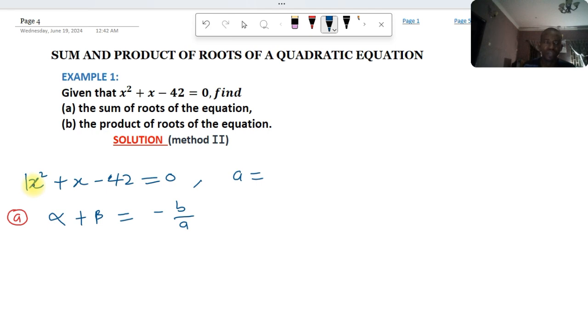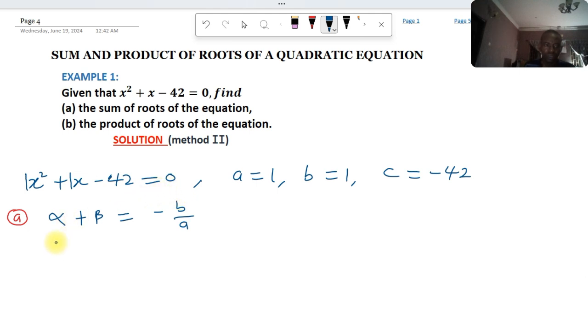So we have x squared and the coefficient is 1. Here we also have x, which is also 1, having a coefficient of 1. It is just a singular x. So a is 1, that is, this a is 1. That's your a. B, in the position of b, is also 1. Then c is minus 42, and I'm referring to this place.